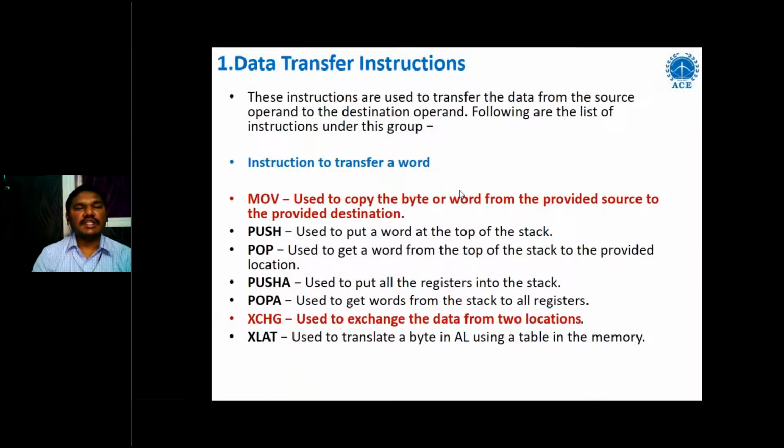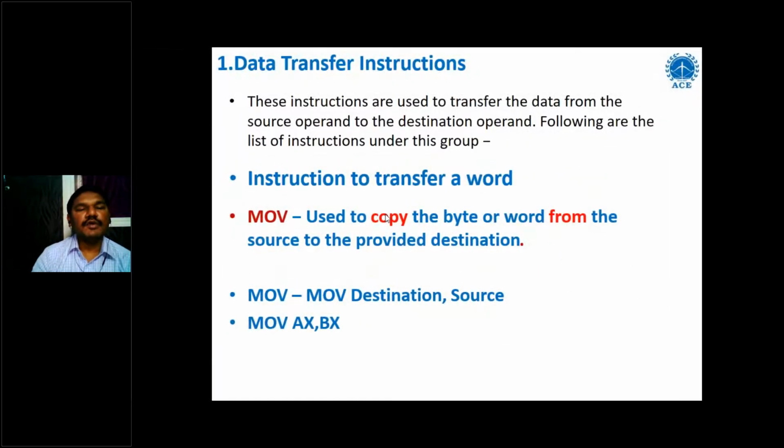These are the data transfer instructions: MOV, PUSH, POP, PUSHA, POPA, XCHG, and XLAT. These are the data transfer instructions for transferring a word or byte. MOV is used to copy the byte or a word from the provided source to the provided destination. For example, here is the move instruction. Move is used to copy the byte or word from the source to the provided destination.